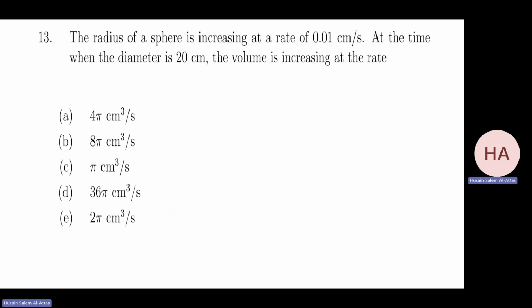Okay. Radius of a sphere is increasing at this rate. I have the radius. It is 1 over 100. You want the volume, the rate of change of the volume, when the diameter D equals 20, that implies R equals 10.